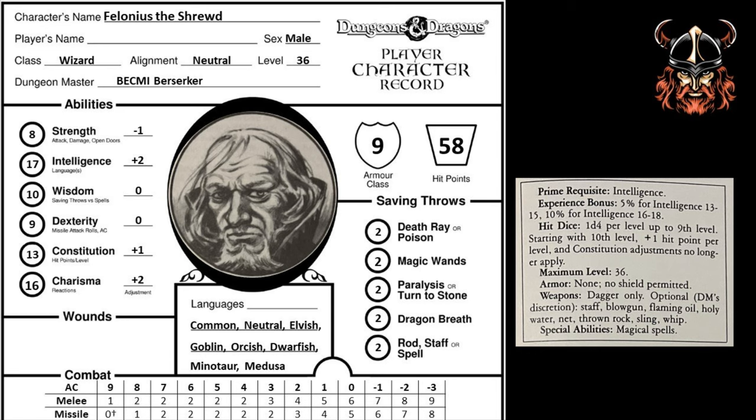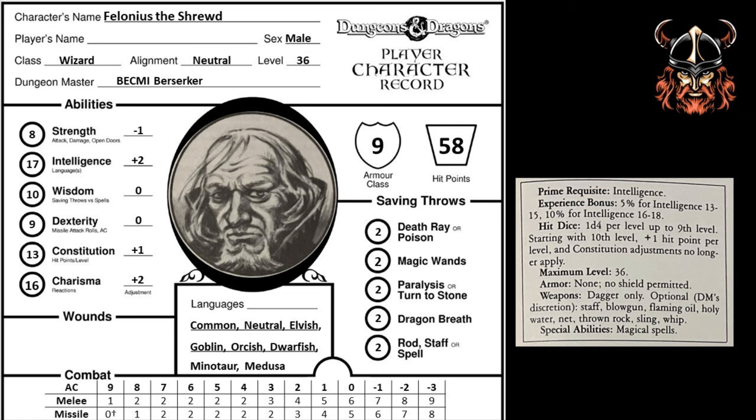Overall, Felonius has made more friends than enemies, and there's not many men as powerful as he that can say that. So let's have a look at 36th level Felonius and admire his power. We can see that his final hit points have reached 58. Enough to survive an opportunist attack and get away to fight another day. We can also see that all his saving throws have a value of 2, meaning Felonius has a 95% chance to make any saving throw.